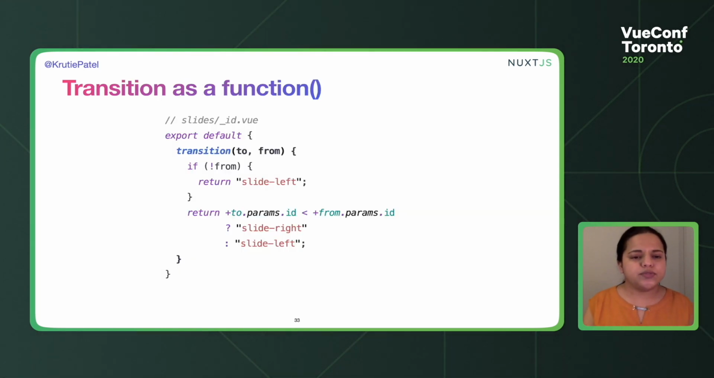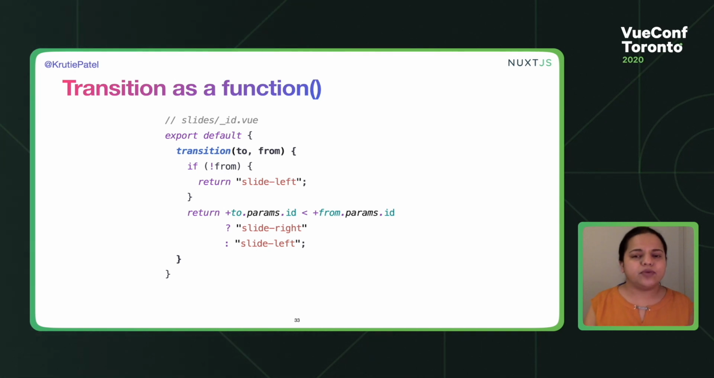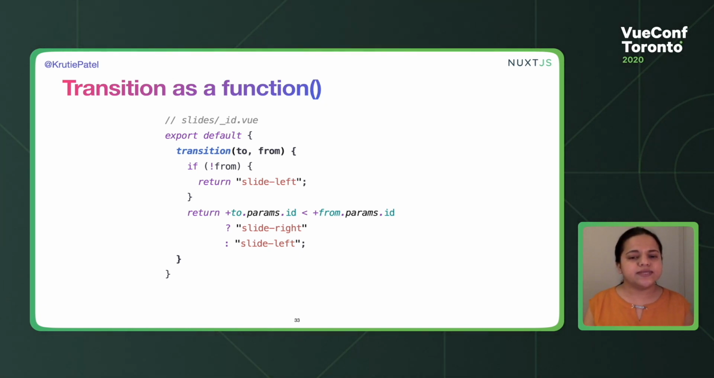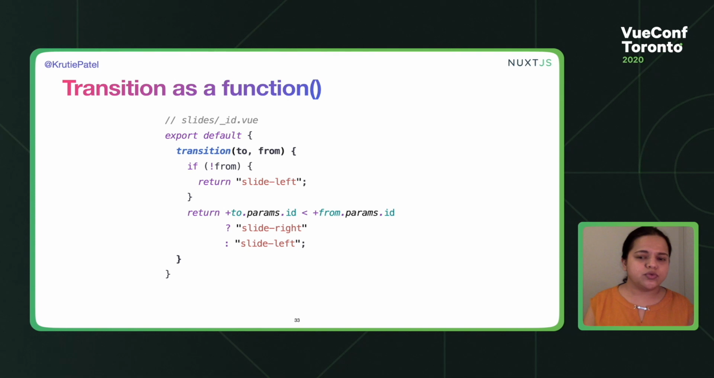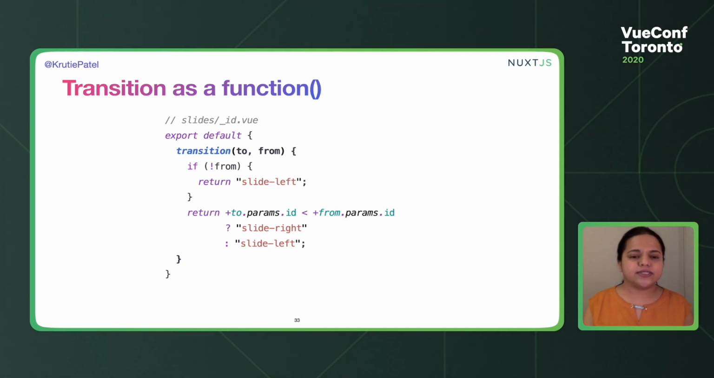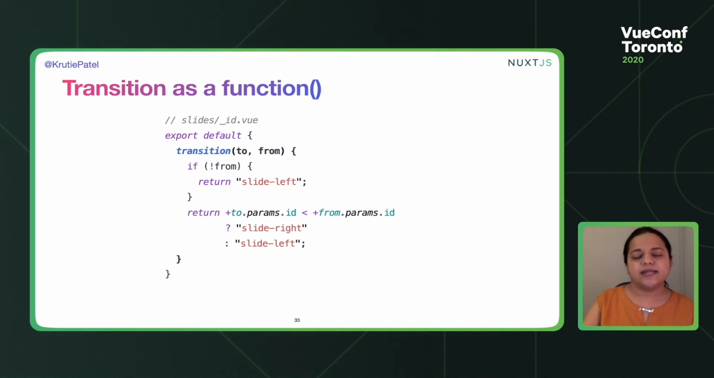And when we use transition as a function, we receive two arguments, to and from. As you can see, both of them are route objects. When we use transition key as a function on dynamic pages, we receive dynamic parameters value for each page, and we can use that information to render transition based on a conditional logic. And slide left and slide right that you see here are transition classes created with animate.style library.